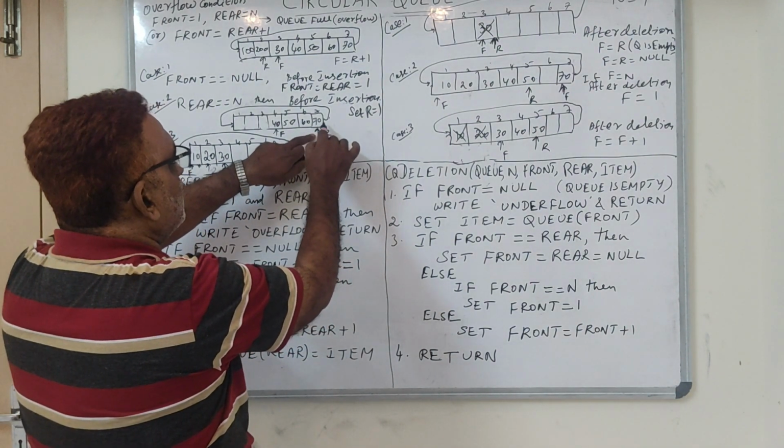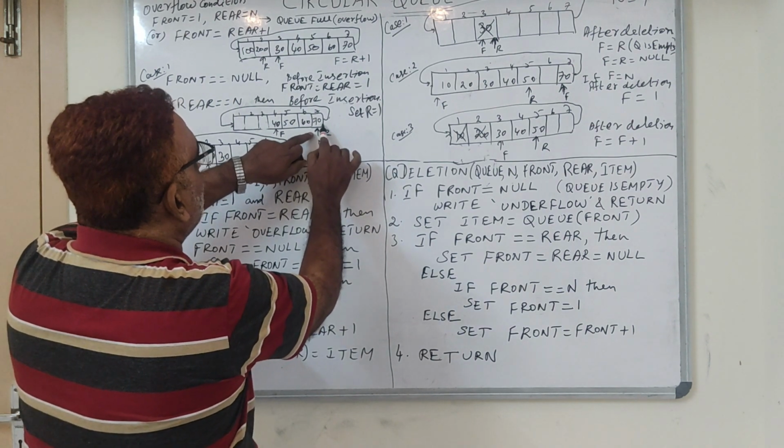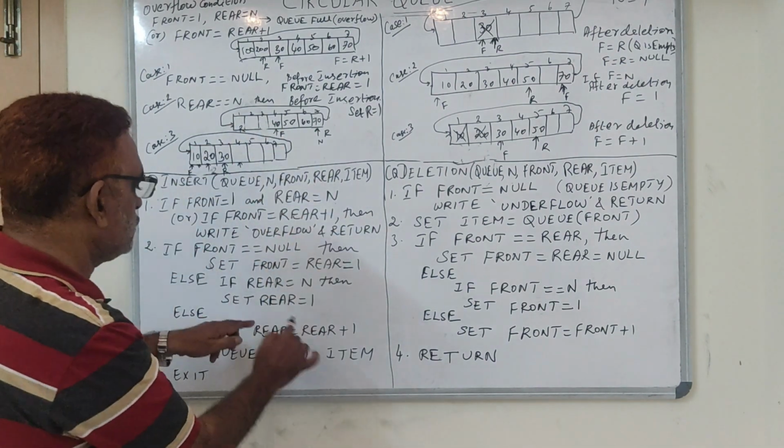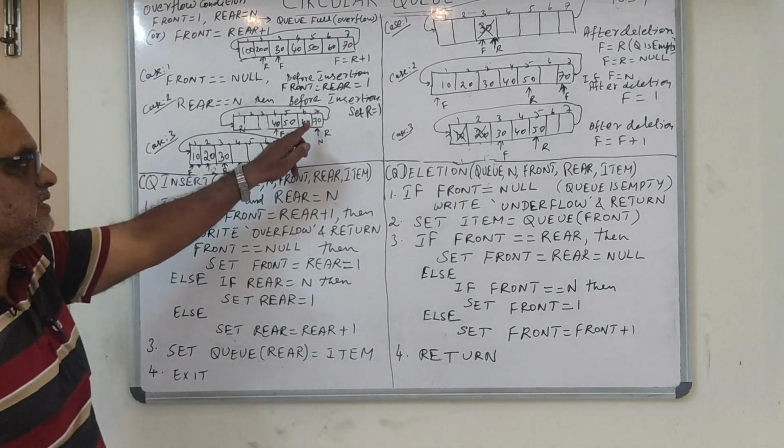Else, if the rear value is equal to n, and you are going to insert the element, then you have to move the rear pointer to the first location. So you have to set rear to 1. Then you insert the element.